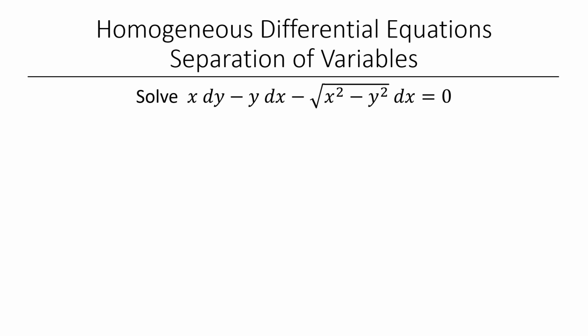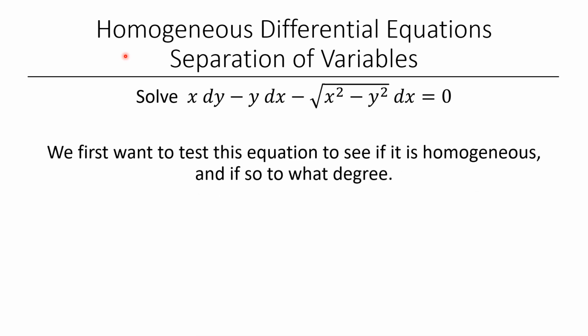So in this example, we're going to see how to solve the differential equation x dy minus y dx minus the square root of x squared minus y squared dx equal to 0. And in this playlist, we're dealing with homogeneous differential equations. So in this case, we want to test this first to see if it is homogeneous, and if so, to what degree. So we can test for this as follows.